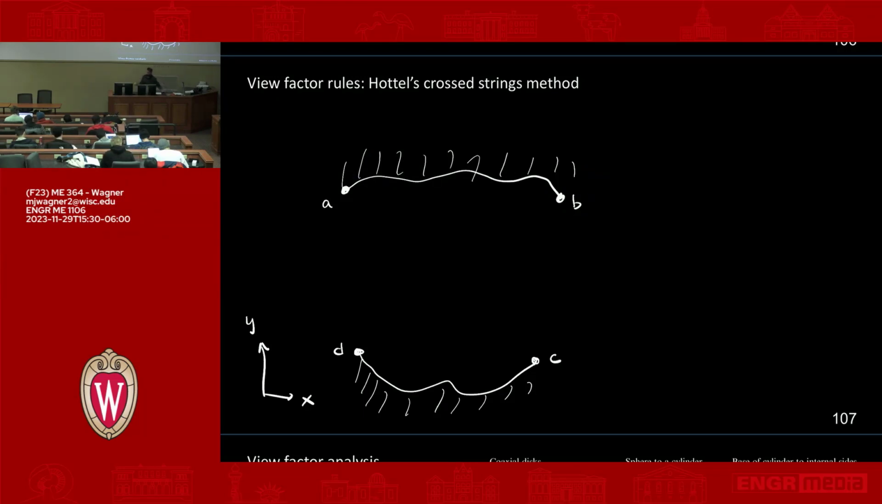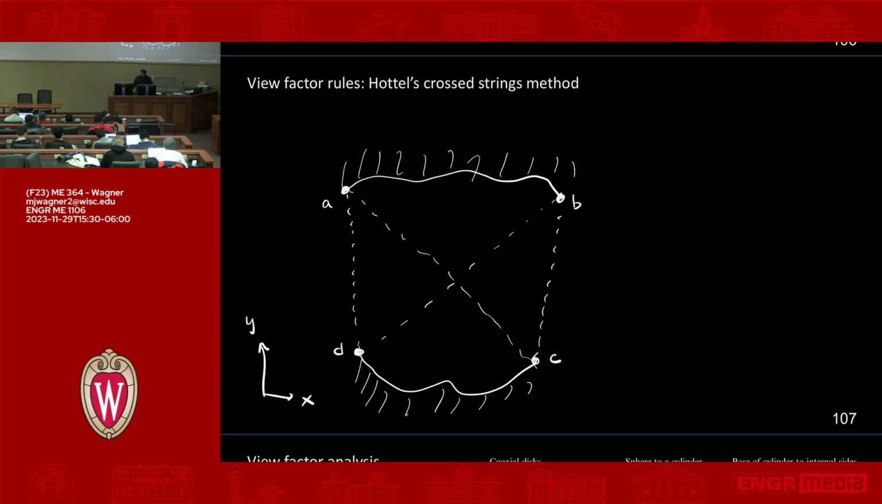I can draw lines between these points. So first I'm going to draw from A to D like this, and then from B to C, and then from A to C, and then from D to B like this.